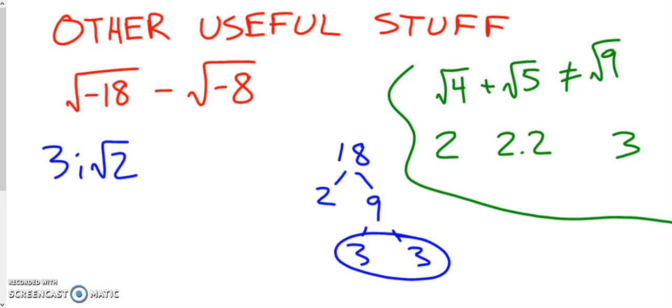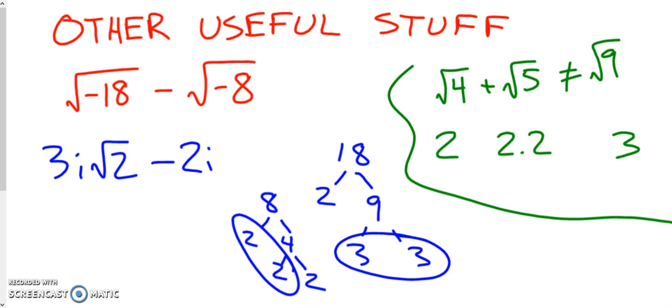Why don't you do the next one and tell me what you get? So 8 is 2 and 4, 2 and 2. There's a pair of 2's. So this is 2i square roots of 2. And now I can combine those because the square root of 2 acts almost like a variable. So if I have 3i square roots of 2 minus 2i square roots of 2, what would I have? i square roots of 2.